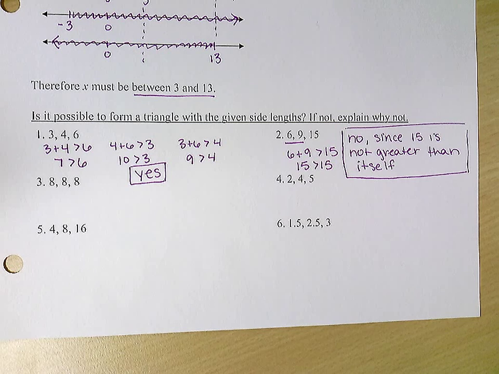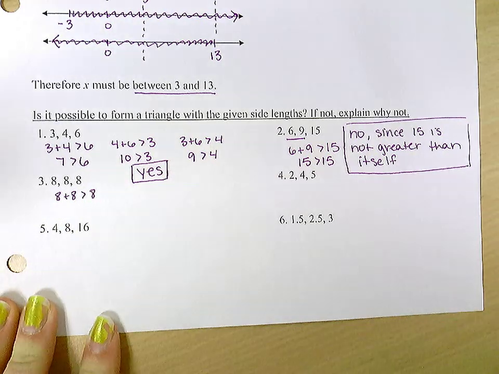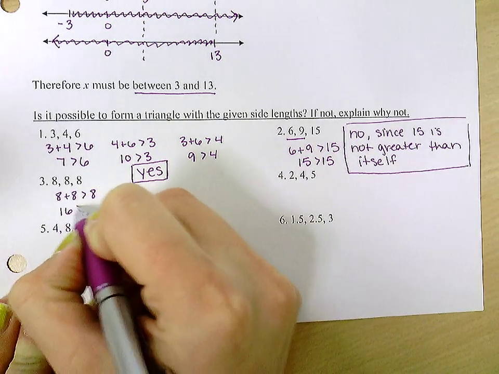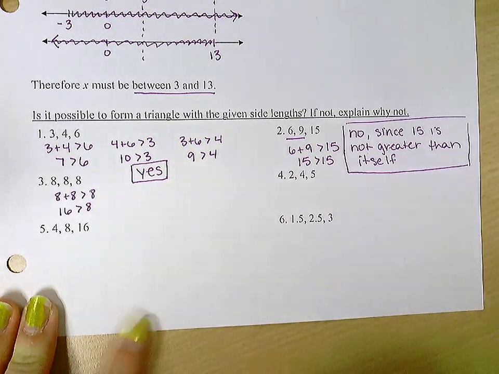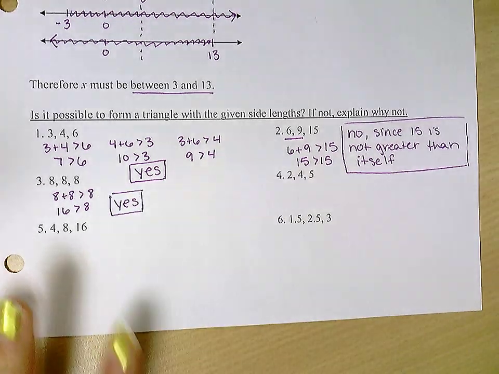All right, I want to start going through these. So number 3, since all 3 of those are the same, you just have to pick 2. So we have 8 plus 8 is greater than 8. Okay, that will be 16 greater than 8. That is true. So yes, these do form a triangle.